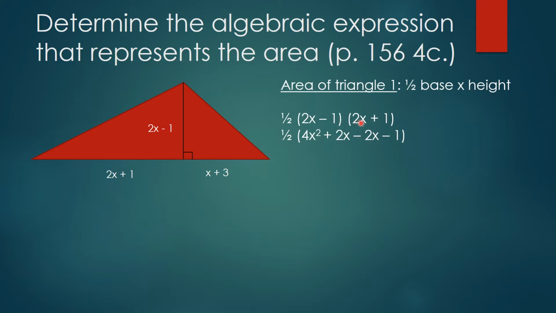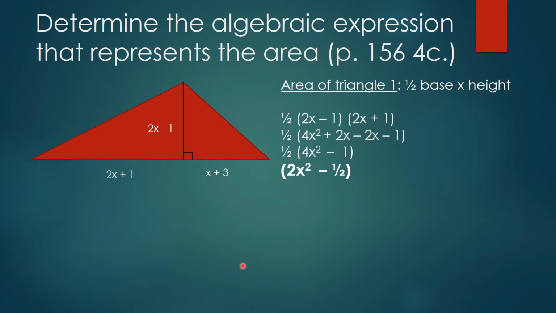And it gives you 2x times 2x gives you 4x squared. 2x times 1 gives you 2x. Inside terms, -1 times 2x is -2x. And last terms, -1 times 1 is -1. Multiply each of these terms inside by 1/2. 1/2 times 4x squared is 2x squared, and 1/2 times -1 gives you -1/2. So that's the area of the smaller triangle on the left.